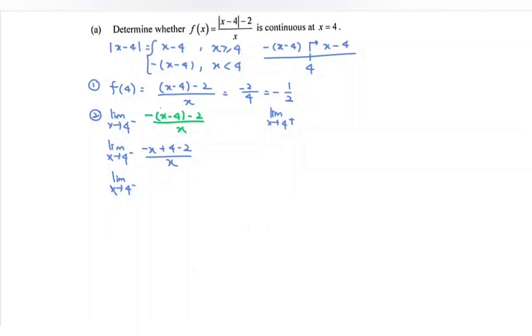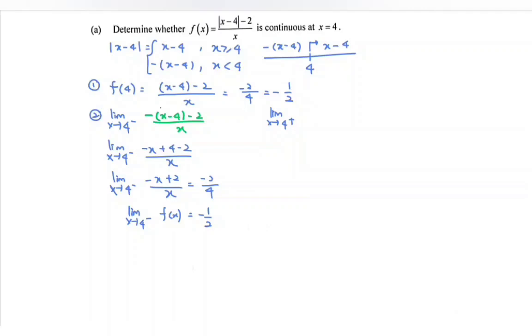So notice that we have (-x + 2)/x. So kindly substitute the situation. If we substitute the -4 + 2, we will have -2/4. So from here, we have the situation, limit when x approaching 4 from the left for the function f(x), and we have the value of y approaching -1/2.